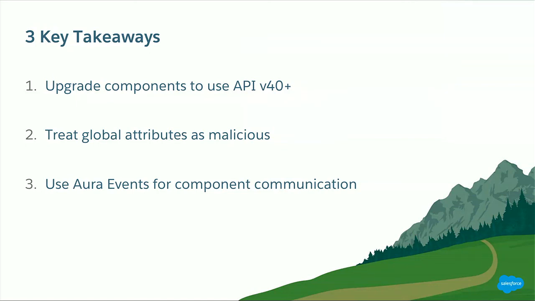Second, you should treat global attributes as malicious, and that goes back to one of our key themes about the attacker controlling global attributes. There's another component that's giving you data, and you're somehow rendering it onto the page. And we have a demo for that. We can show you at the security booth. We ran out of time.